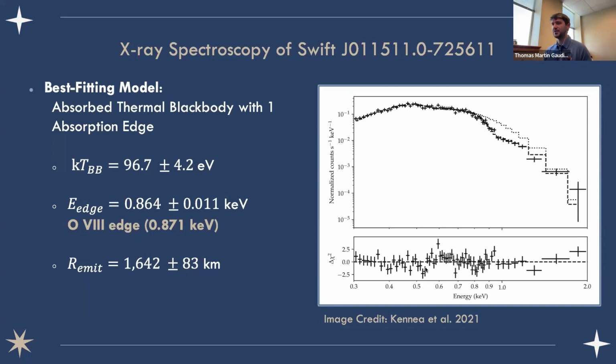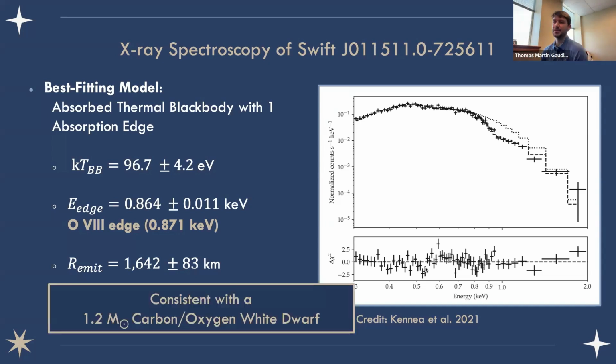Putting all of these parameters together, a super soft source with this blackbody temperature, this radius of emission, and signatures of an oxygen 8 edge, we can interpret this to be consistent with a 1.2 solar mass carbon oxygen white dwarf that is responsible for producing this X-ray spectrum. It is the compact object in this system. So again, we have found a smoking gun signature of a BE white dwarf binary.